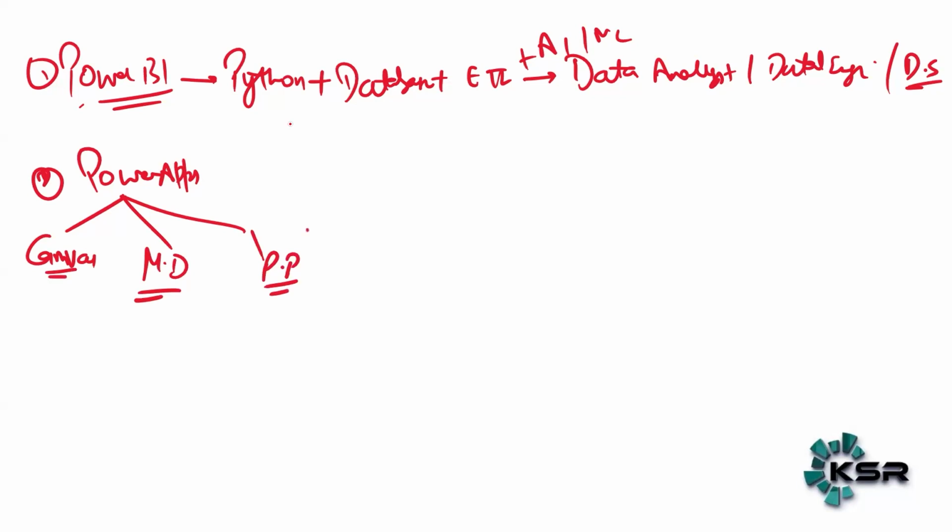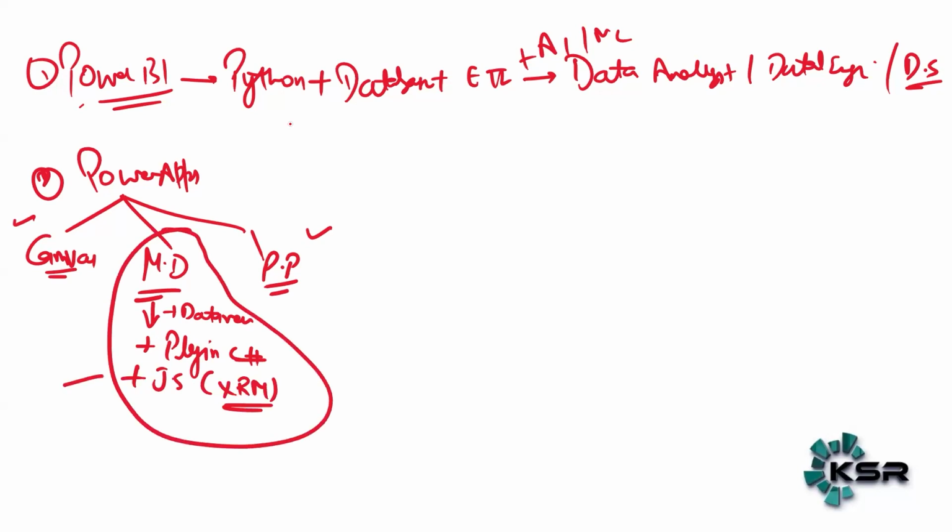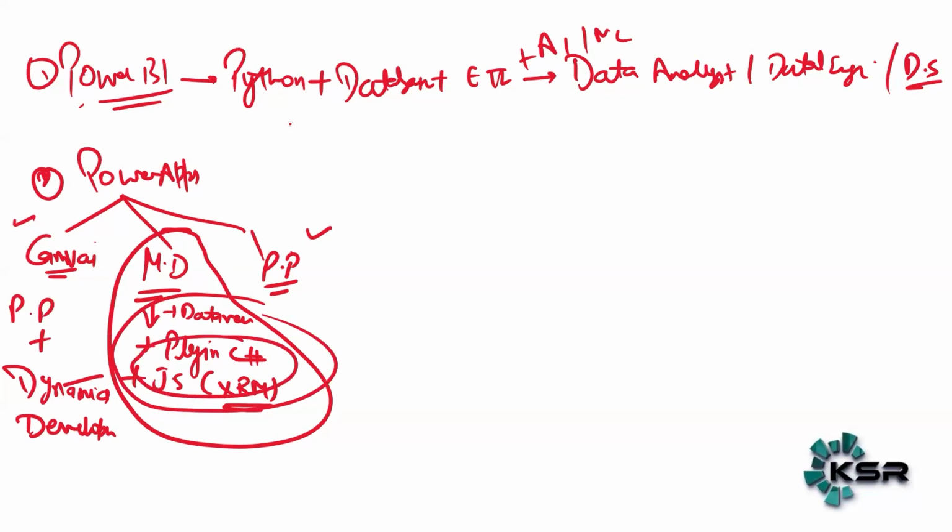So Canvas and Power Pages are specific to this thing only. But if you know model driven apps plus Dataverse, and if you add plugin development, that is C# development, and if you add JavaScript development, where the XRM API is required, you will become something called a Dynamics developer. You should also be aware of Canvas and Power Automate. So basically, Power Platform plus these skills, you can become a Dynamics developer. Clear?